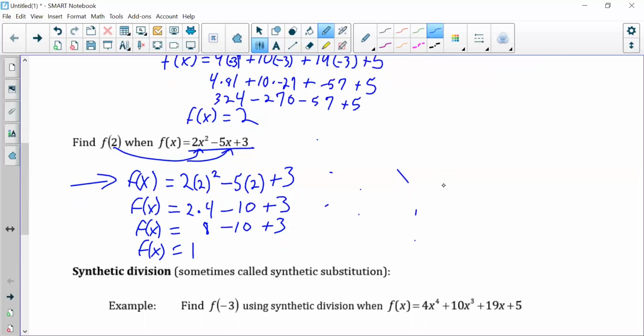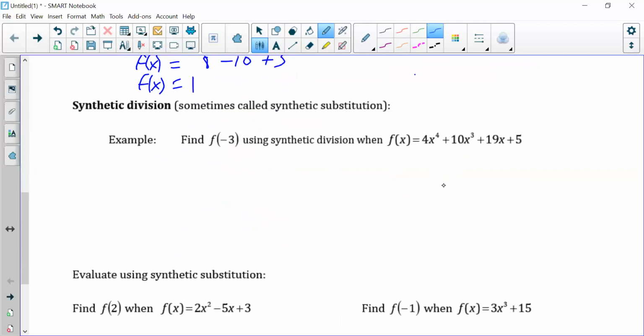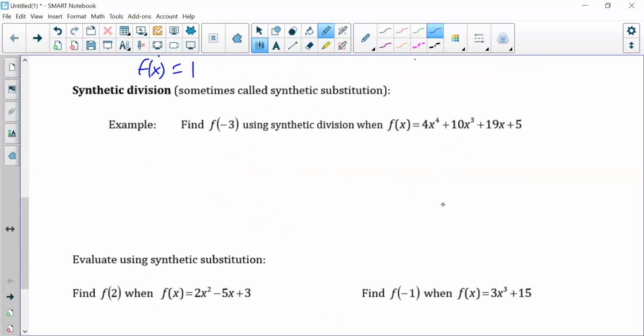All right, so today we're going to briefly introduce a new method for evaluating, and this is called synthetic division. It's sometimes called synthetic substitution. This one is a little different. Now I don't want you to panic if you do not understand this completely today. We are doing a whole lesson over this in our next lesson. So see if you can get it. If you can't get it, don't panic. We'll get a lot more practice on it.